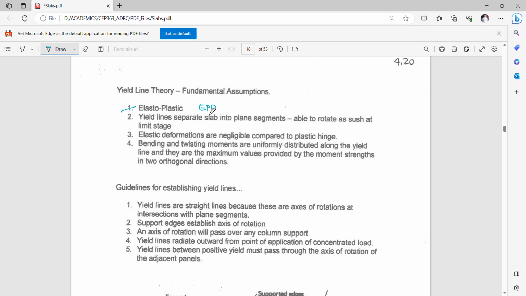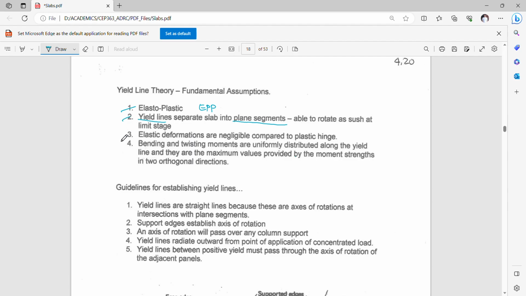Okay, so there must be a way to subdivide your slab into separate segments, because the segments cannot rotate freely, forming yield lines, if there's no possibility to separate them into segments.